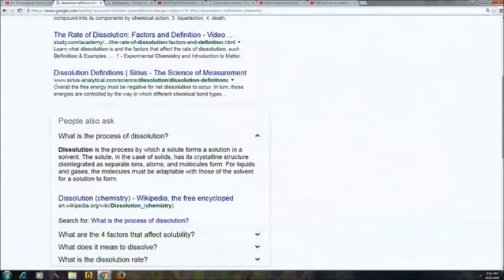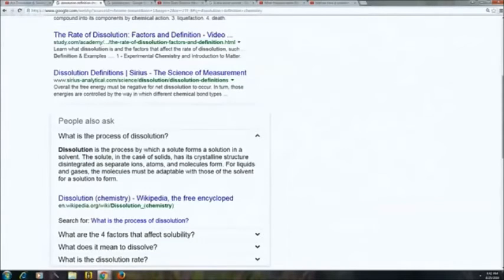Dissolution is the process, and I hope you guys can see what I'm screen sharing. Dissolution is the process through which a solute forms a solution in a solvent. The solute, in the case of solids, has its crystalline structure disintegrated as separate ions, atoms, and molecules form.